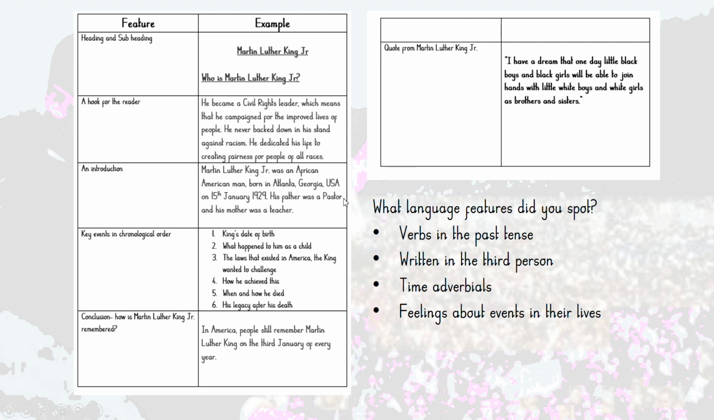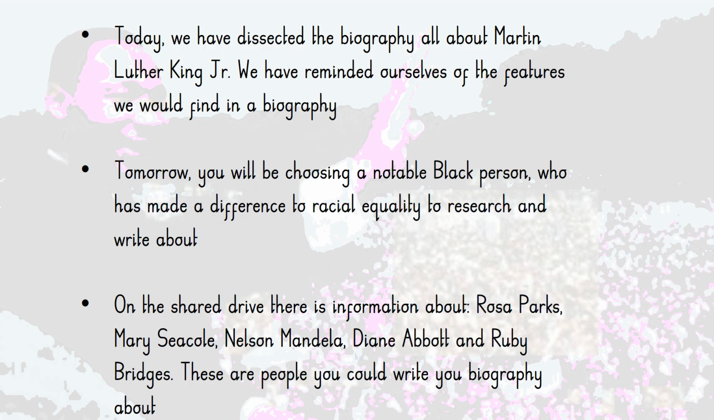You might have spotted some language features in there as well. If not, have a little read through and see if you can find any of these. Any verbs in the past tense, anything written in the third person, time adverbials, and feelings about events in their lives. Okay, so we've dissected the biography all about Martin Luther King Jr. and we have reminded ourselves of all those features we would find in a biography.